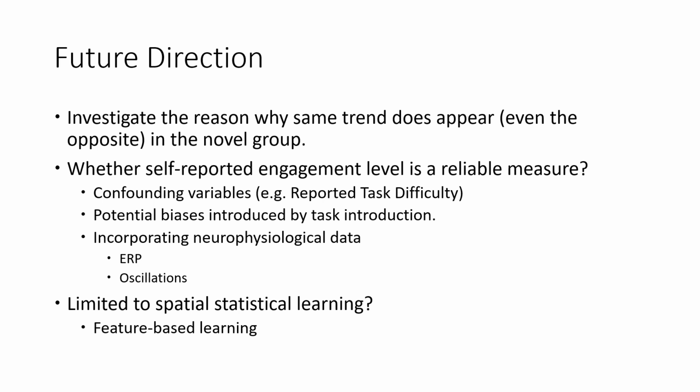And third, we should probably consider incorporating some other neurophysiological data if we can have the participants complete the study with recording on ERP EEG machines, so we can have ERP or oscillations analysis. And finally, we should also consider whether such an effect is limited to spatial statistical learning, as that's the only thing we have studied. As we said, there are mainly two categories of statistical learning, and we should probably think of feature-based learning and feature-based attention.